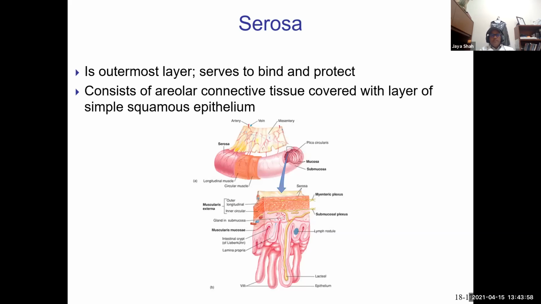Serosa is the outermost layer, which serves to bind and protect. So serosa is like connective tissue, they protect them. It consists of areolar connective tissue covered with a layer of simple squamous cells.